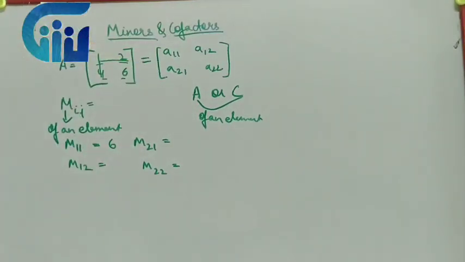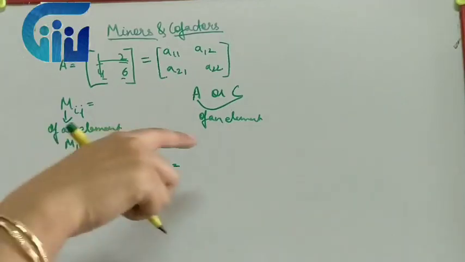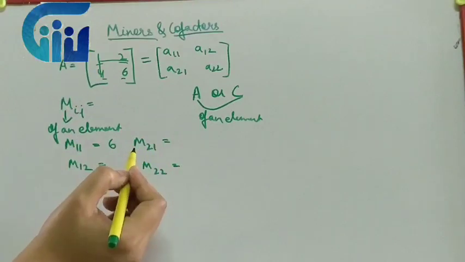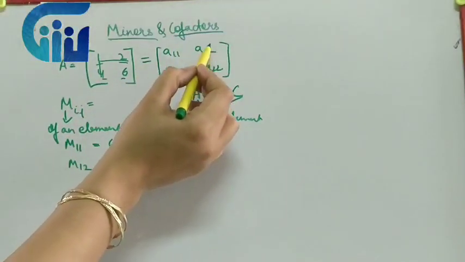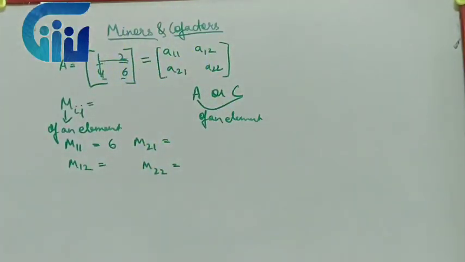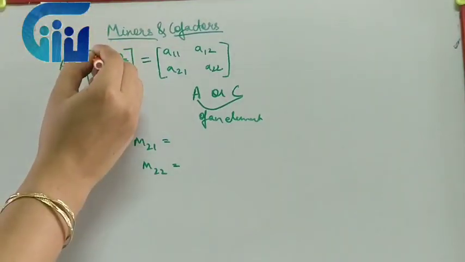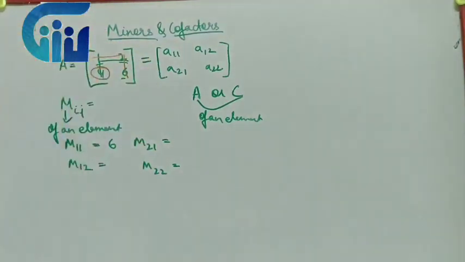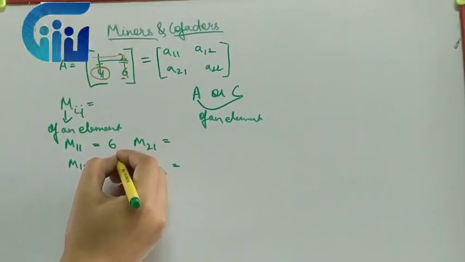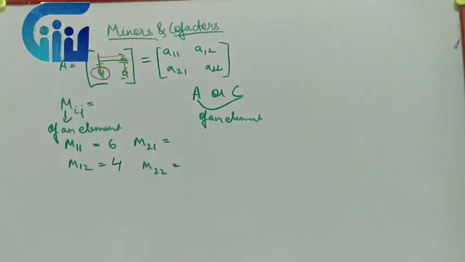Had it been a 3 by 3 matrix or determinant, the value would have been the cross multiplication as we find in case of a determinant. I'll show you that also by an example. Let's quickly find out the other values. What is M12? M12 is for this particular element, so I will cover it along its row and column. What is the left out element? That is 4. So the value is 4, and the minor of 1, 2 is 4.